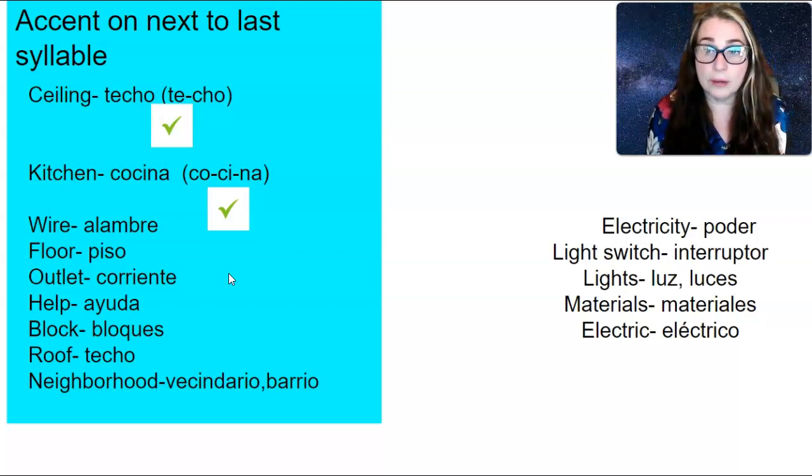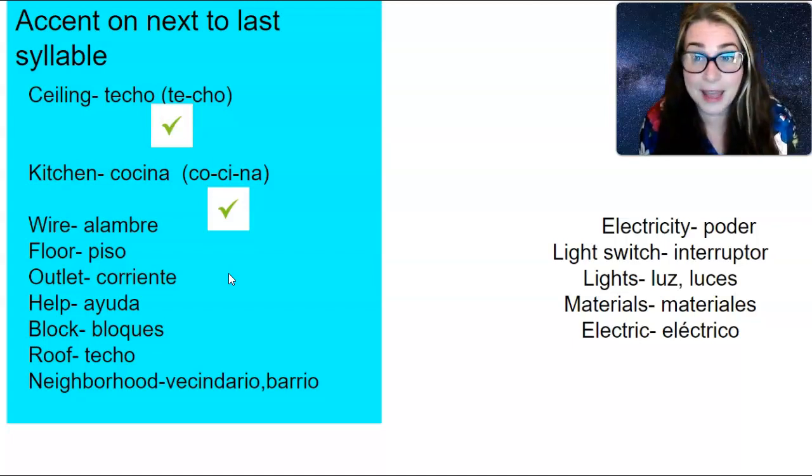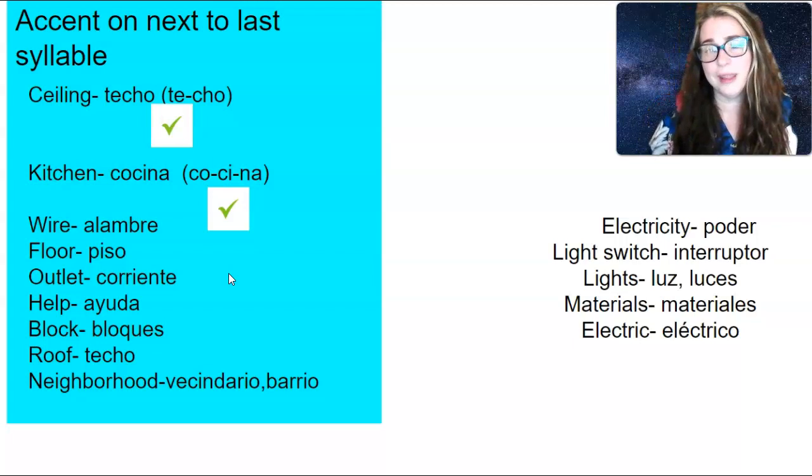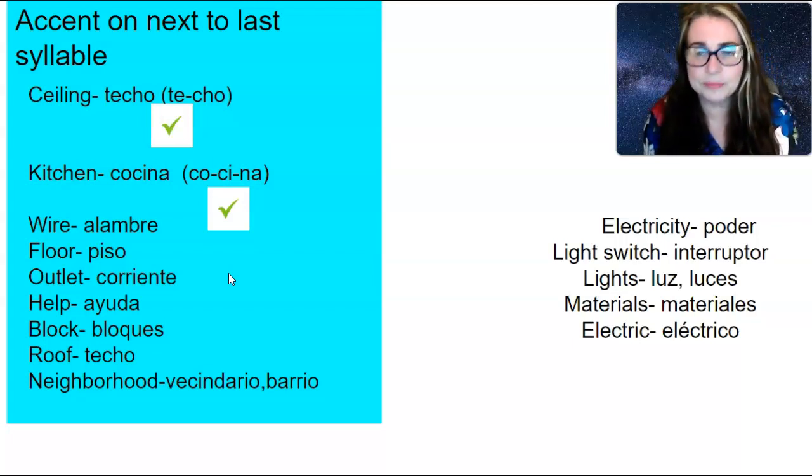Now we have some words with some just randomized pronunciation. Electricity, poder, poder. That also means power or able to. So there's really 3 definitions here. So you could say electricidad, electricidad. But I wanted you to know the word poder in case anybody uses it with you. But I would stick with electricidad.